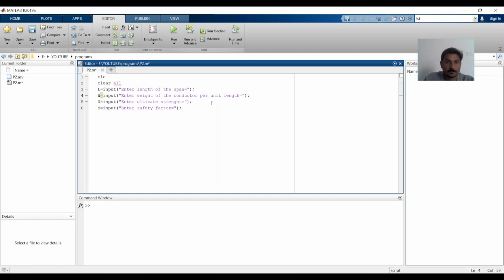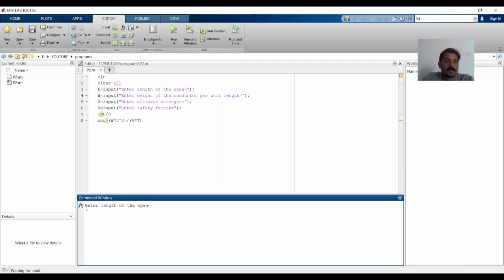And the sag is calculated as sag is equal to, we have a formula, W into L square divided by 8T. W is taken from the input, and L is taken from the input, and T is the unknown parameter, and we need to calculate T. T is equal to the ratio of ultimate strength to the safety factor, U by S. Now let us run this program.